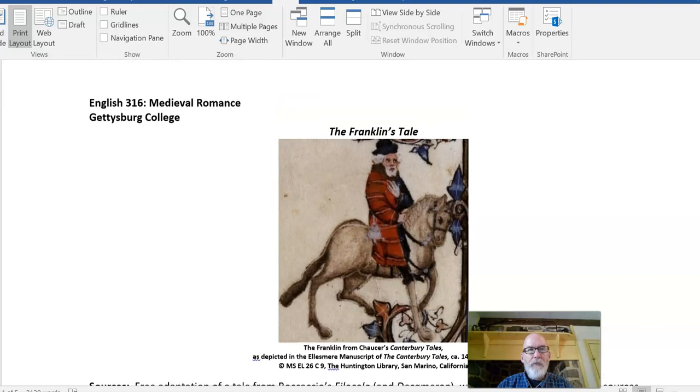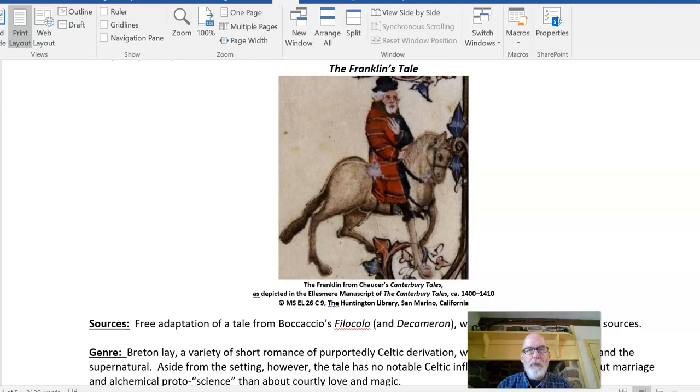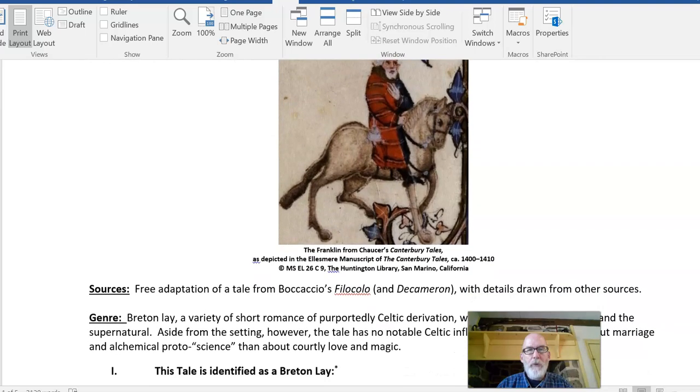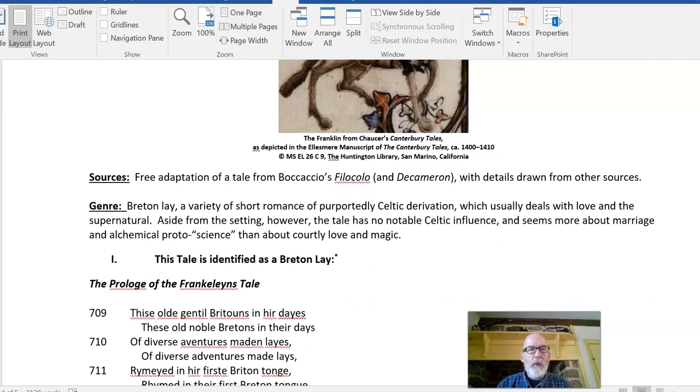So obviously I have the name of the course and the name of the text here with a nice little image of the Franklin from the Ellesmere manuscript. Then I start off by talking about what the sources are. It's a free adaptation of a tale from Boccaccio. And then I talk a little bit about the genre.